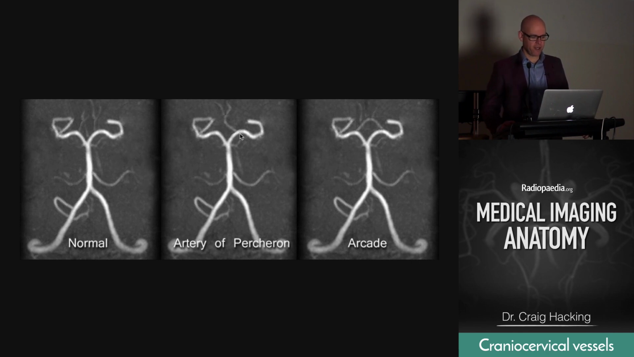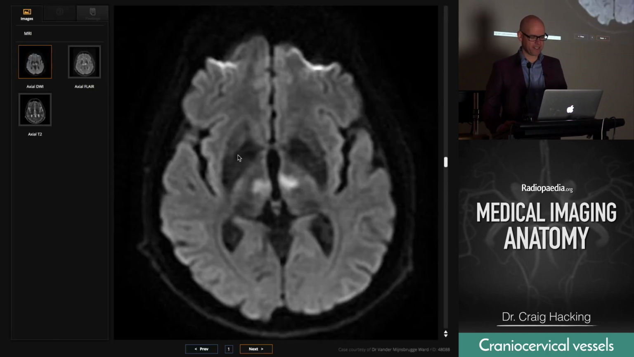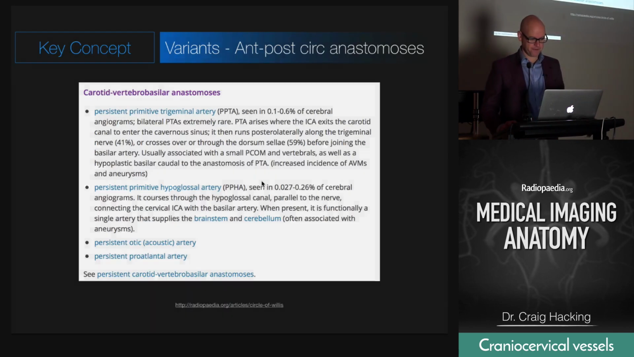But occasionally you might have one that's absent, and therefore one side supplies bilateral vessels that go into the thalami, and sometimes you might even have an arcade. But if you have this artery of Percheron and you're unlucky enough to infarct it, you get this classic kind of edema in the medial aspects of the thalami, because that one little vessel, which comes off one side, supplies a bilateral structure. So this is an artery of Percheron infarct, which is a pathognomonic kind of case.